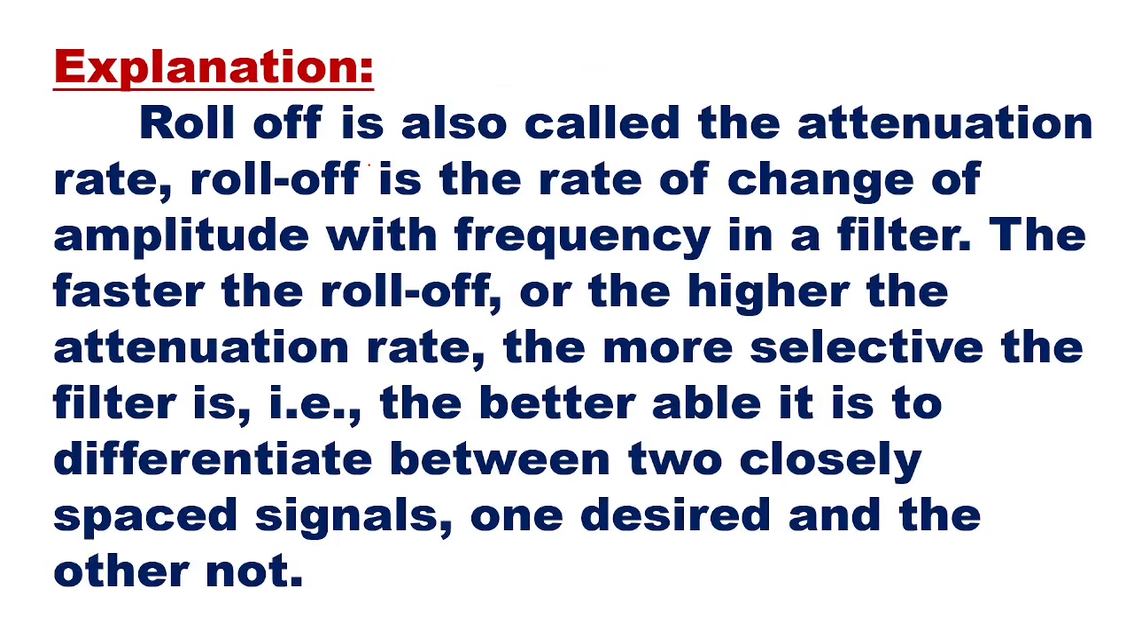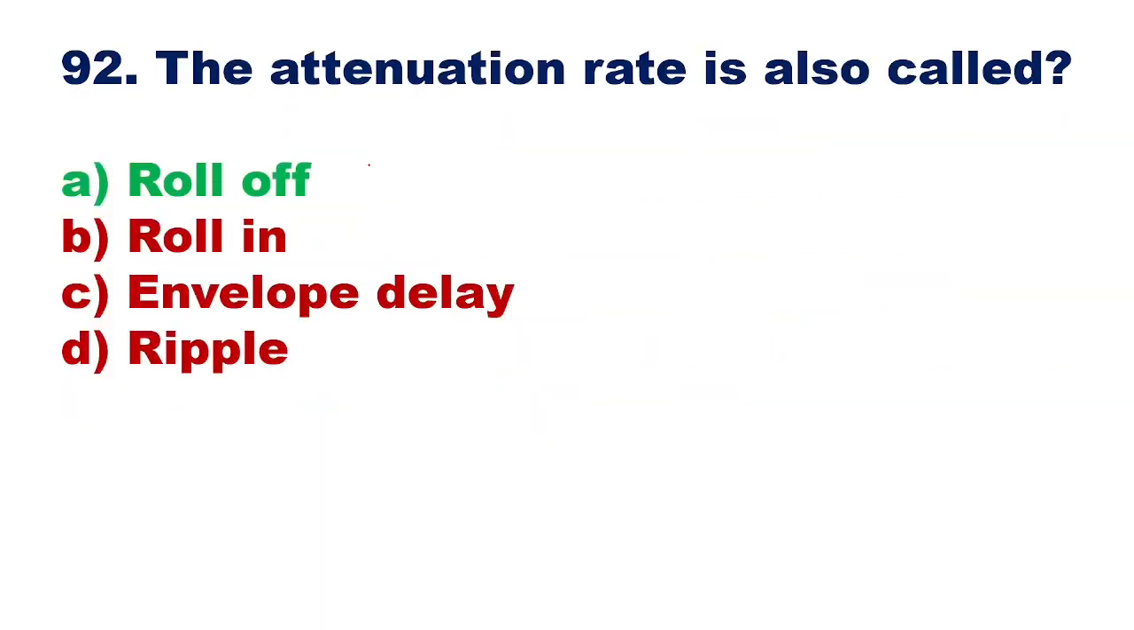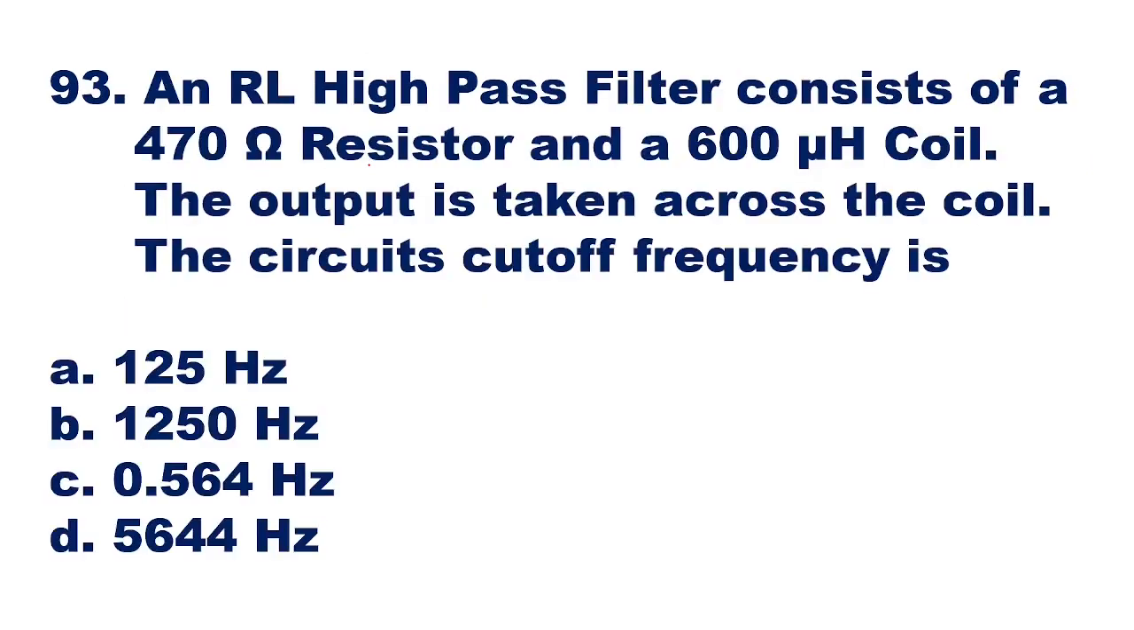So here we can see the explanation. Roll off is also called the attenuation rate. Roll off is the rate of change of amplitude with frequency in a filter. The faster the roll off or the higher the attenuation rate, the more selective the filter is, that is, the better able it is to differentiate between two closely spaced signals, one desired and the other not. So it is called roll off. Option A is the right answer, that is roll off. The attenuation rate in a filter is also called roll off. Then we'll go to the next question.